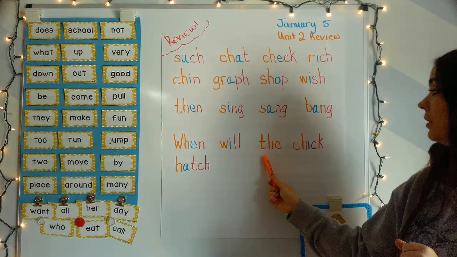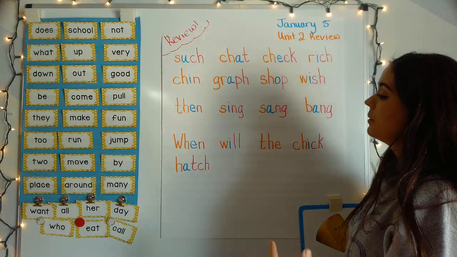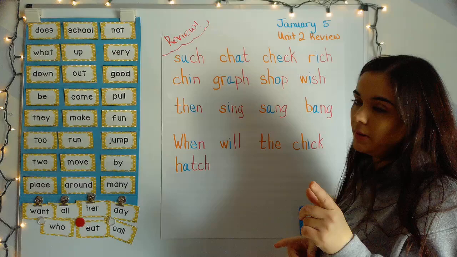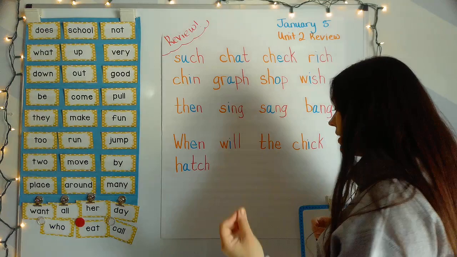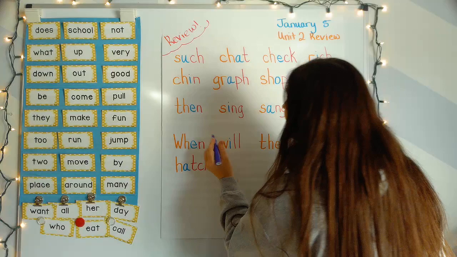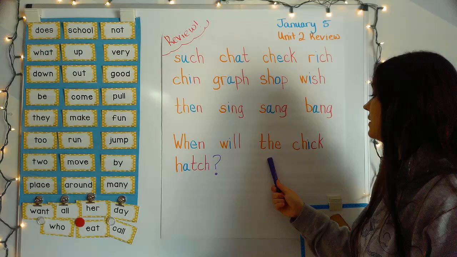Excellent. Thank you. So we need some punctuation. Please put a big thumb in the air if you think this is going to be a period at the end of our sentence. Not a period. Thumb in the air if you think it's going to be a question mark. It is a question mark. Thank you so much for your thumbs. So we have to have a question mark at the end of this sentence because it has an answer. So when will the chick hatch?